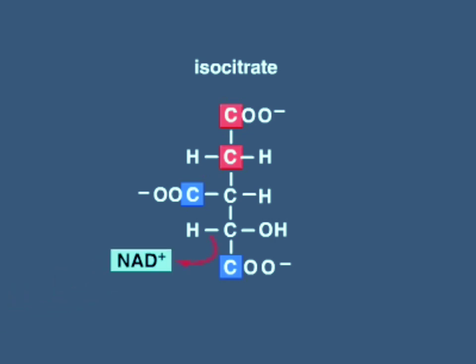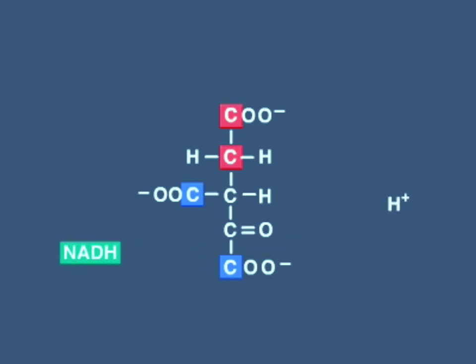The hydroxyl-bound carbon is stripped of its hydrogen atoms, resulting in a carbonyl group. One of these hydrogen atoms is picked up by NAD+ to form NADH, and another is released as a proton. The carbon and 2 oxygen atoms are then released as CO2, creating the 5-carbon α-Ketoglutarate.